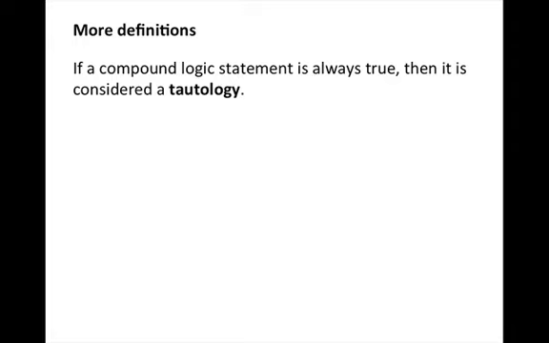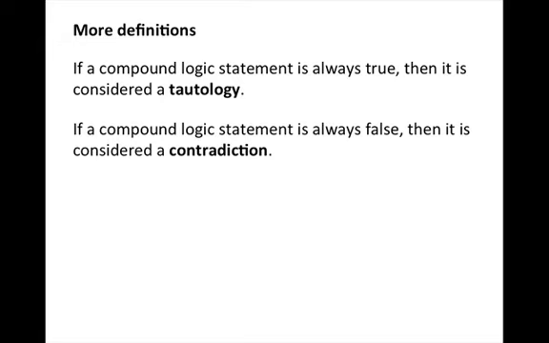Before we move on to the truth tables for this section, let's look at a few more definitions. If a compound logic statement is always true, then it's considered a tautology. A tautology is a logic statement that's always true. No matter what the values for P and Q are, that final column of my truth table is always going to be true.